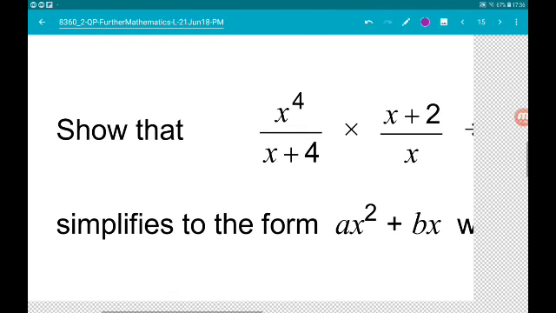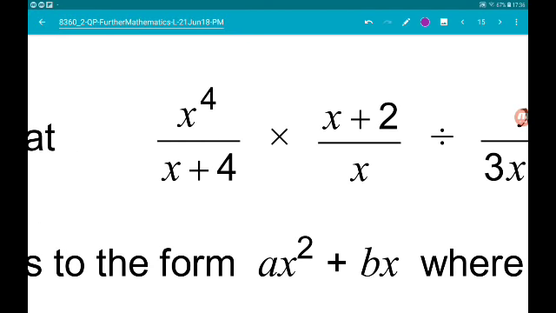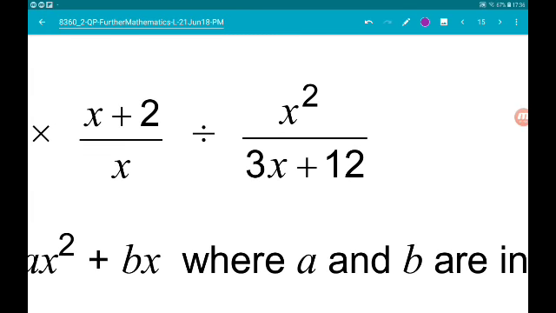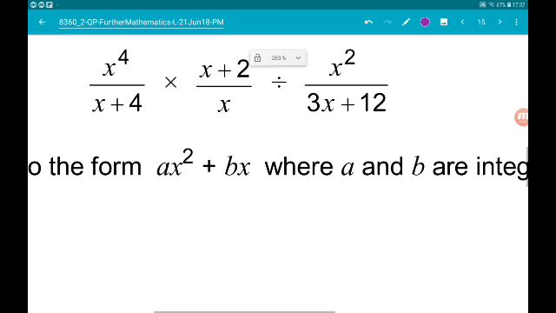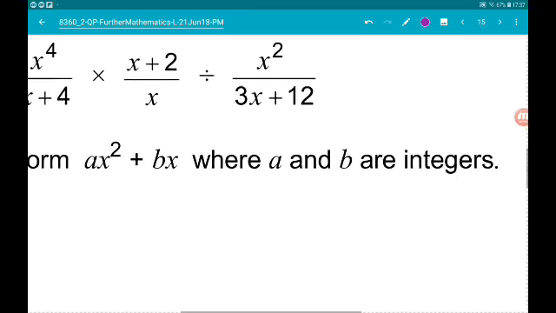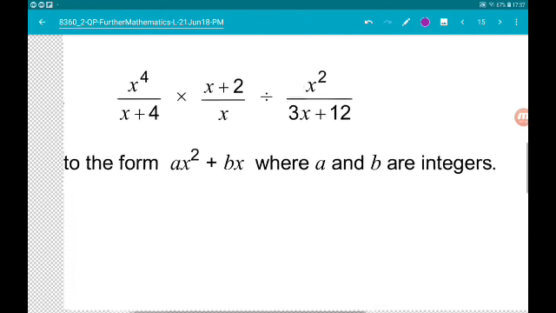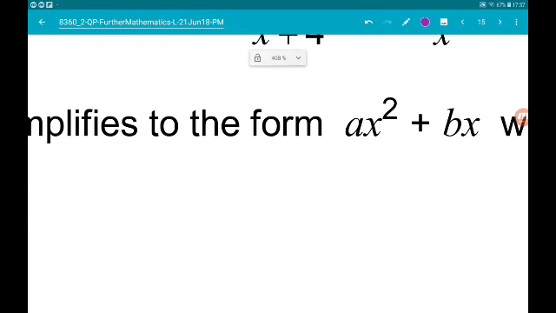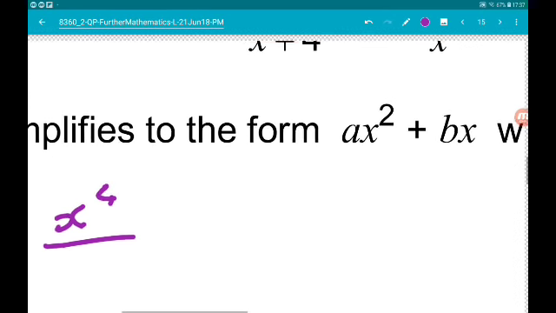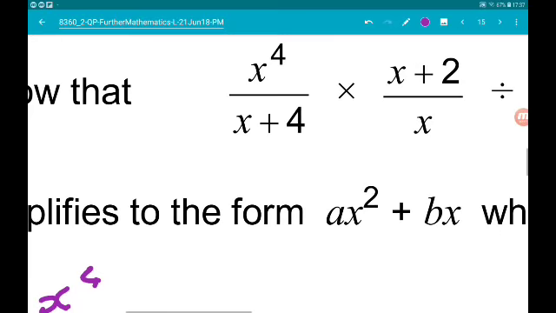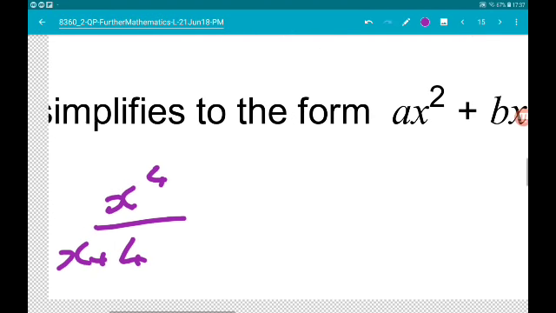Part B, for 4 marks, wants us to show that x to the power 4 over x add 4 times x add 2 over x divided by x squared over 3x add 12 can be written in the form ax squared add bx, where a and b are integers. Right, don't do it all in one go. So let's just worry about x to the 4 over x add 4 times x add 2 over x.